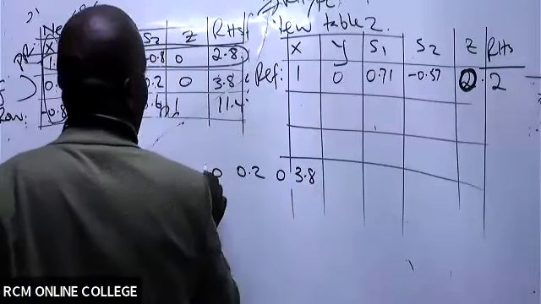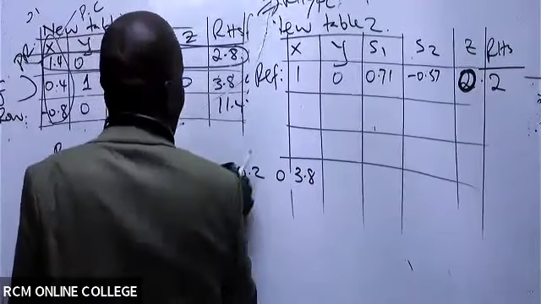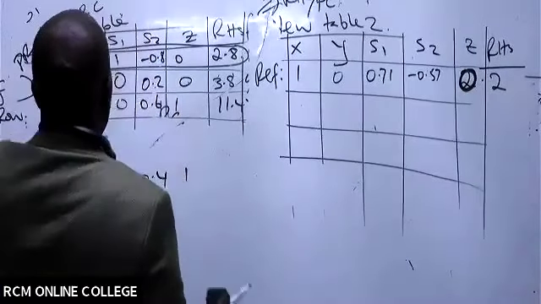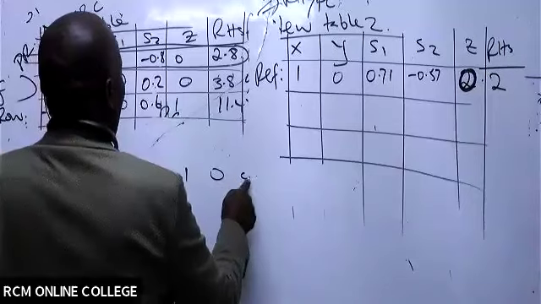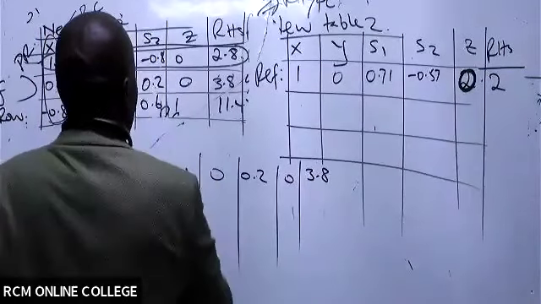So it is 0.41, 0, 0, 0.20, 3.8, like that.